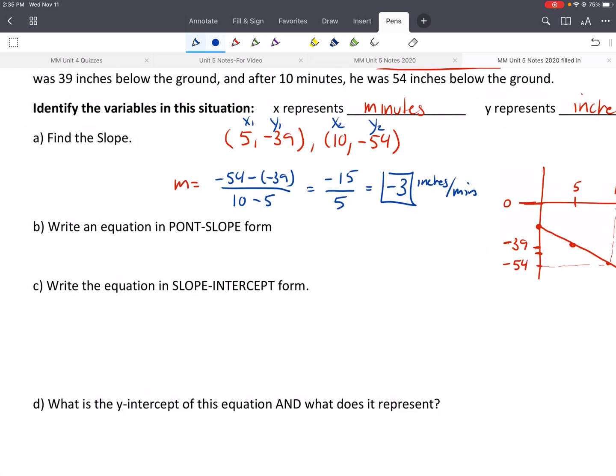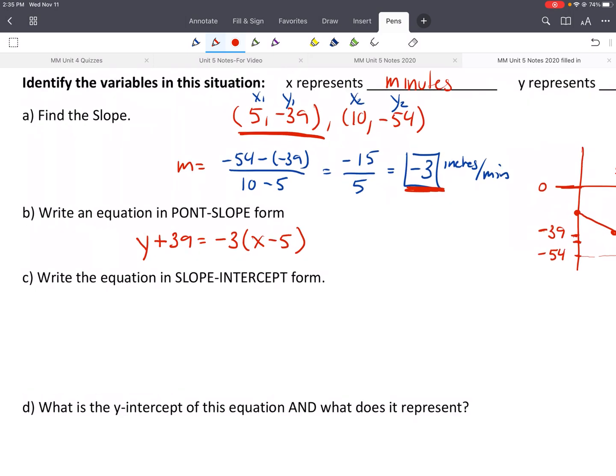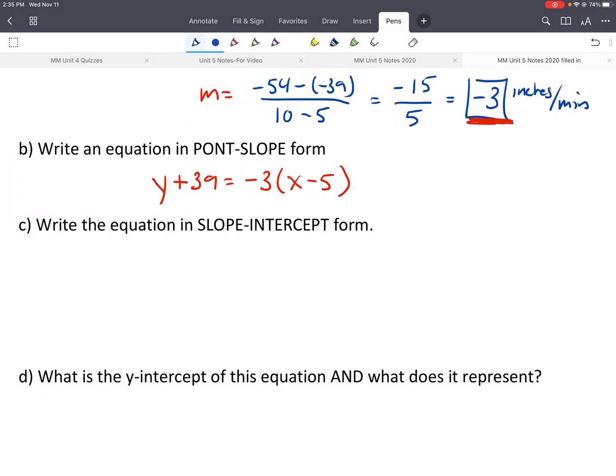Now we want to write down our equation in point-slope form. So we have a point, we'll use the first point, and we'll use the slope. So we'd do y minus y1, that will end up giving us y + 39, is equal to -3 times (x minus x1). Okay, so now we have our equation, and we're going to switch it into slope-intercept by distributing first. So that gives us -3x, and that would give us a positive 15. And then the last step would be to subtract 39 from both sides.